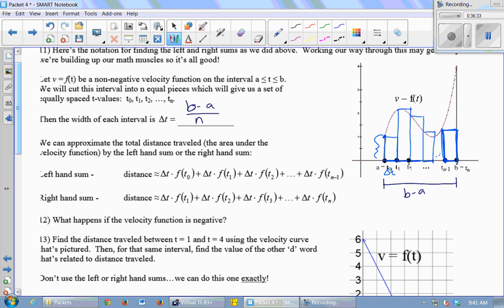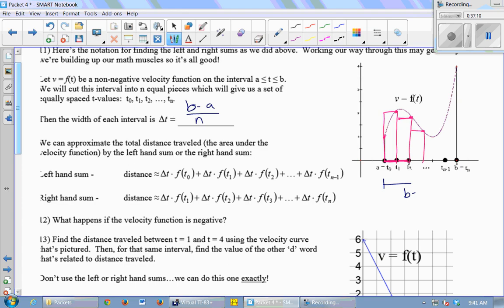And then when I do a right-hand sum, I'm just going to erase all this and do it again for a right-hand sum. On this first interval t0 to t1, I have a left endpoint and a right endpoint. I use the right endpoint to get the height of the rectangle over that interval. For t1 to t2, I use the right endpoint, t2, to create the height of my rectangle over this interval. And then I keep doing this until I get to the very end.